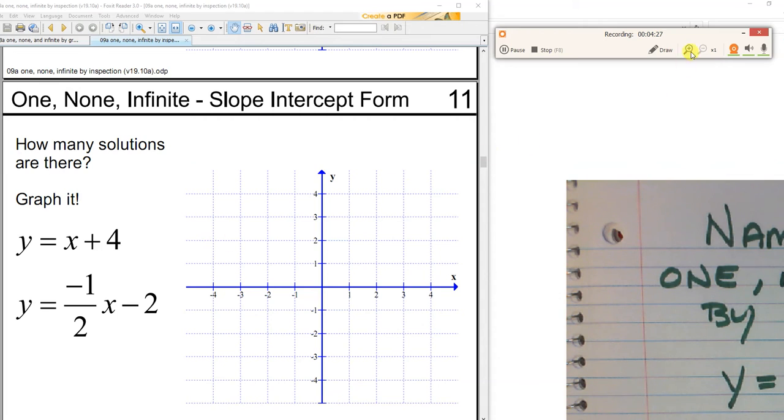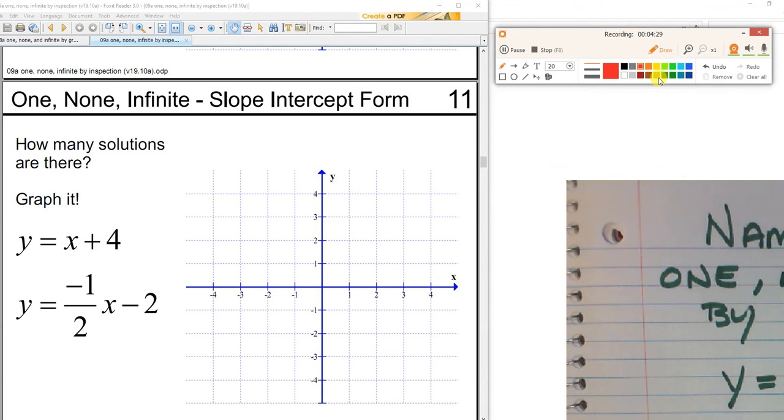Here, I'll graph this one. But I can see right away there's going to be one solution. And here's how I can see it. Start at 4, go up 1 over 1. Here, start at -2, go down 1 over 2. Are they going to cross? Yes, they're going to cross right here. But I didn't have to do that.